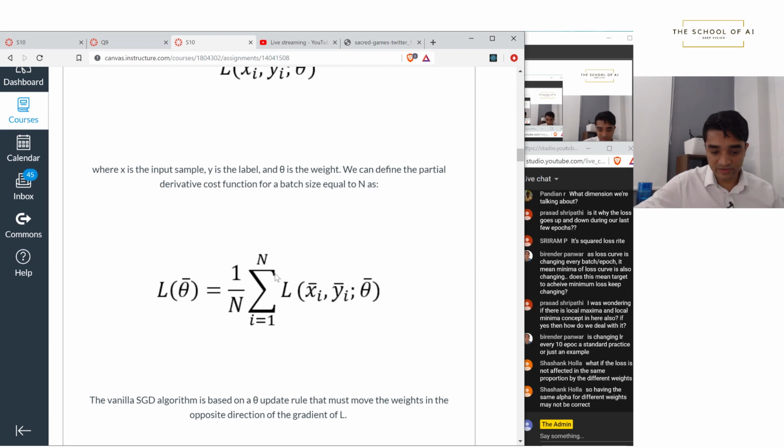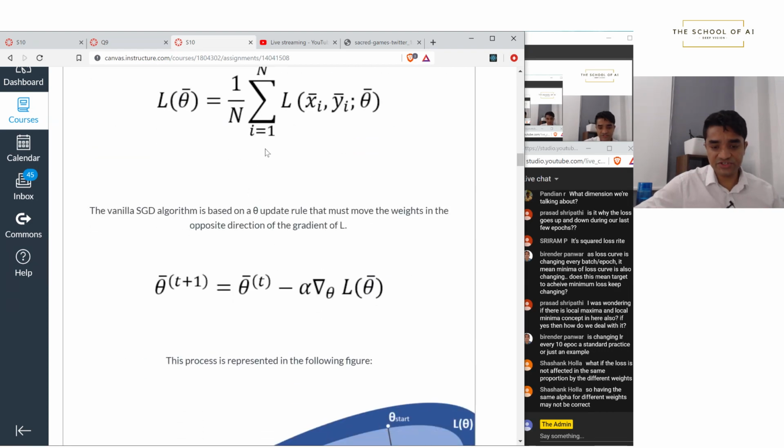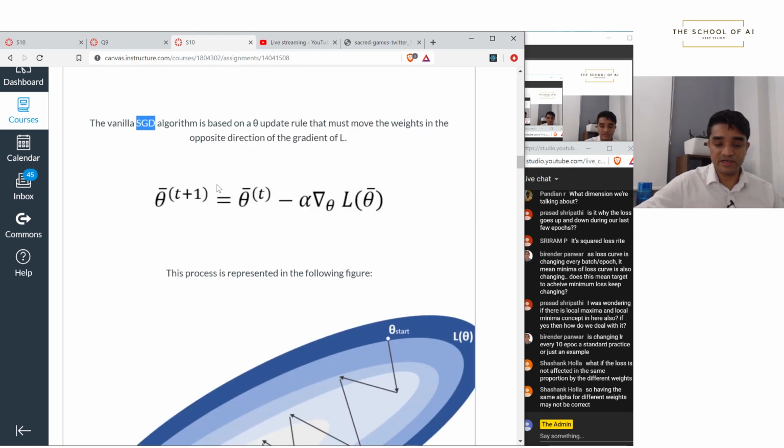Okay, now let's go back to our equation. This is the vanilla SGD. Now when we are saying SGD, we are again going to fall in a trap where we are saying the Xerox machine. This is the vanilla mini batch gradient descent algorithm, based on the theta update rule which we just saw. Now this is the update again shown, but in a different manner. So theta t plus 1 equals theta t minus alpha times the gradient of our loss with respect to theta, right? The same equation written in a different format.